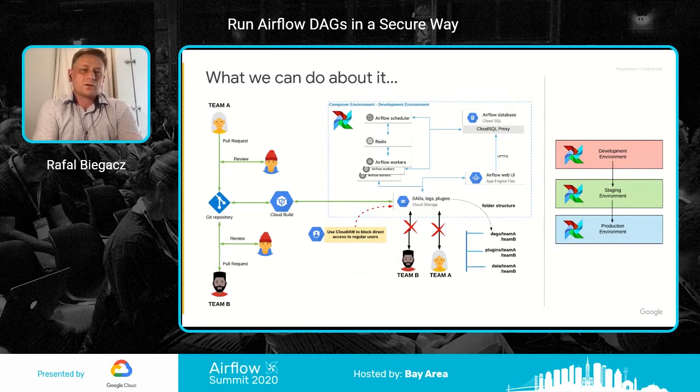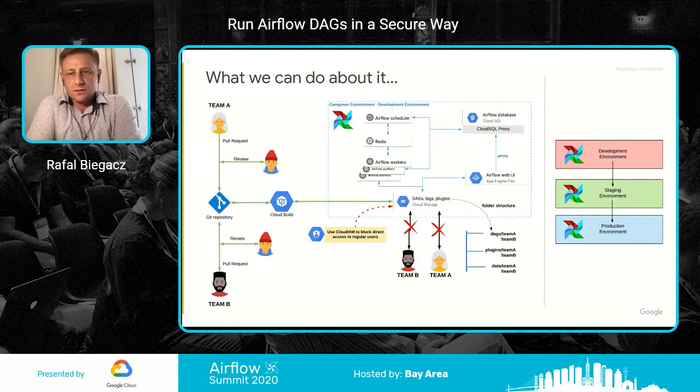So in this picture, you can actually see two teams doing the development. In this particular case, those teams can even use different source code repositories, and then your CI pipeline commits the code and transfers it to the file system used by workers, scheduler, and web server. Within the DAGs folder and plugins folder, you can have subfolders, and each subfolder will be dedicated to a given team.